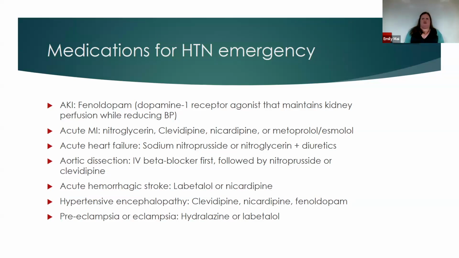It's tricky with strokes because you're trying to balance. You don't want to constrict the brain vessels too much, because then you're going to make the areas that aren't bleeding have more damage, but you also don't want to let too much more blood get to the hemorrhagic site. So it's a delicate dance, but those are the two that they generally will start with. And then hypertensive encephalopathy, clevidipine, nicardipine, or fenoldopam, and then preeclampsia, hydralazine or labetalol. And part of that's because they have to choose ones that are safer in pregnancy. Again, we shouldn't have to be doing any of these, but yeah.